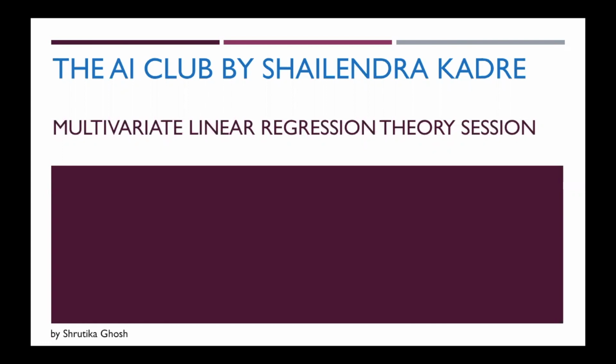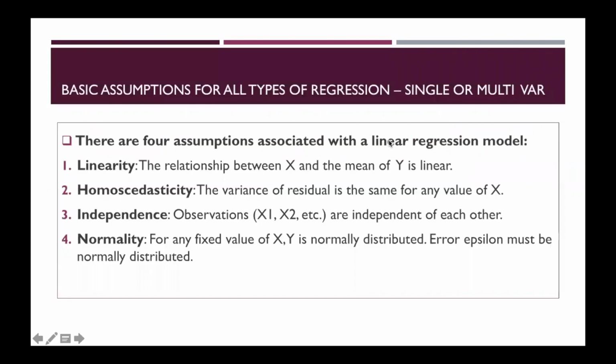So today we are going to talk about multivariate linear regression. Before the concept, let us consider what the assumptions are, and these assumptions hold good for both single as well as multivariate regression. The first concept is linearity, which is quite obvious. That is, the relationship between the x and the y needs to be linear.